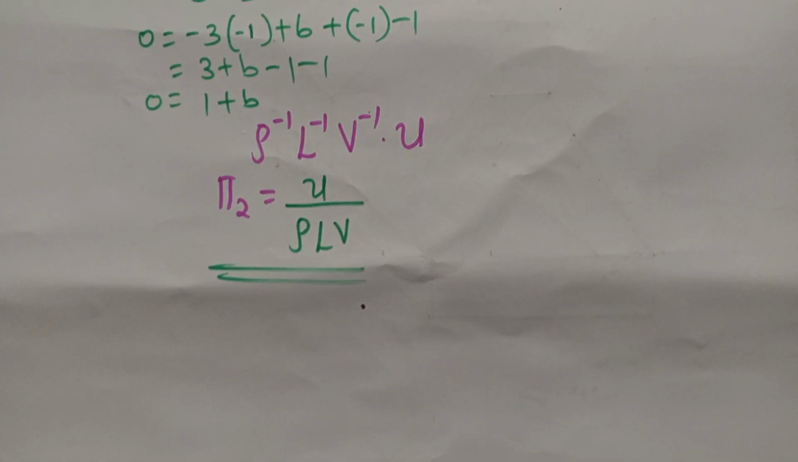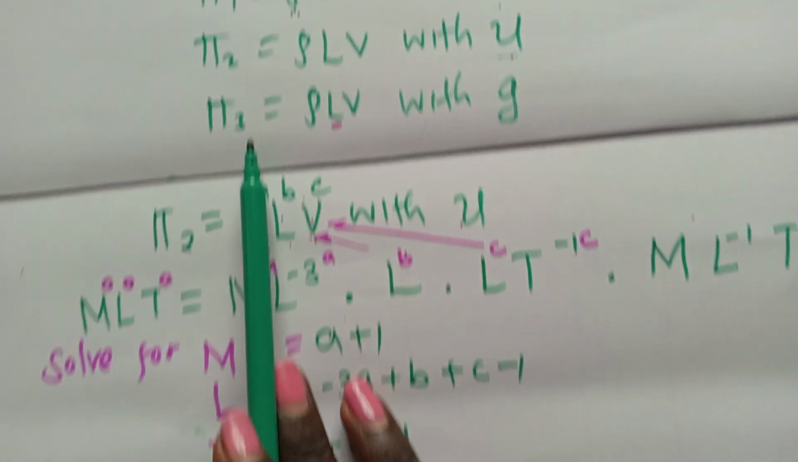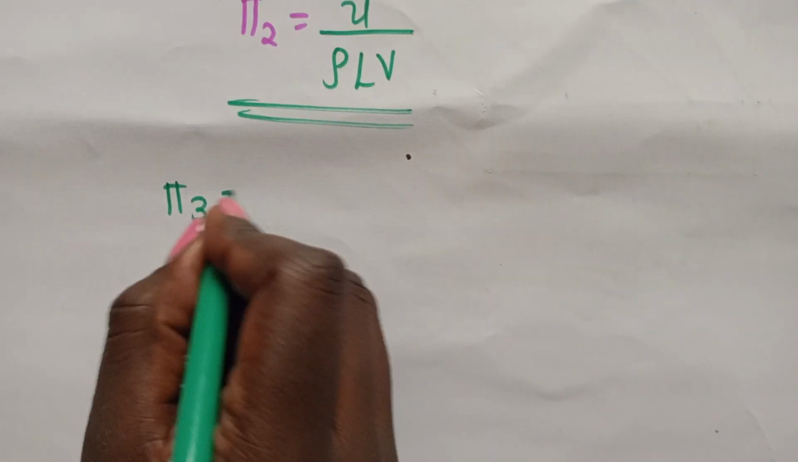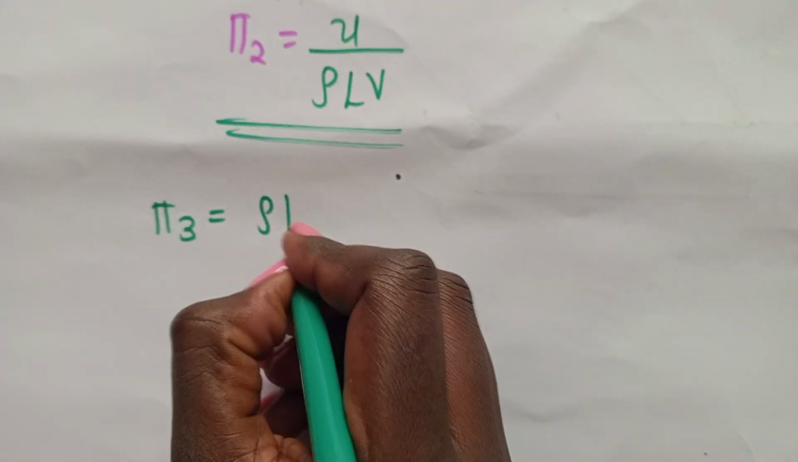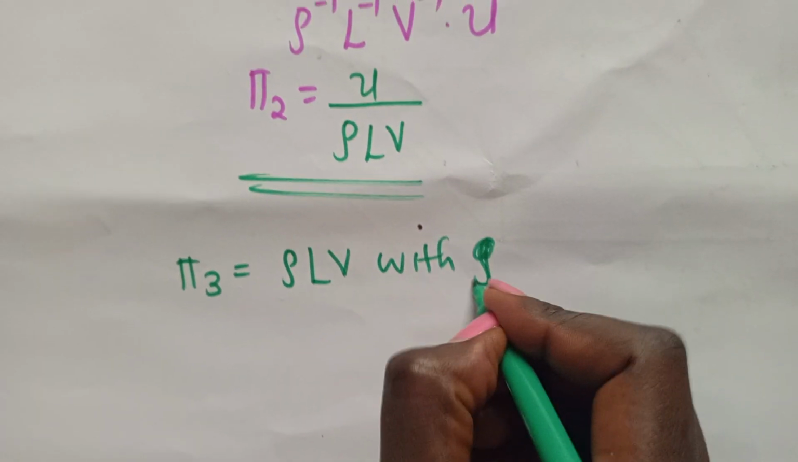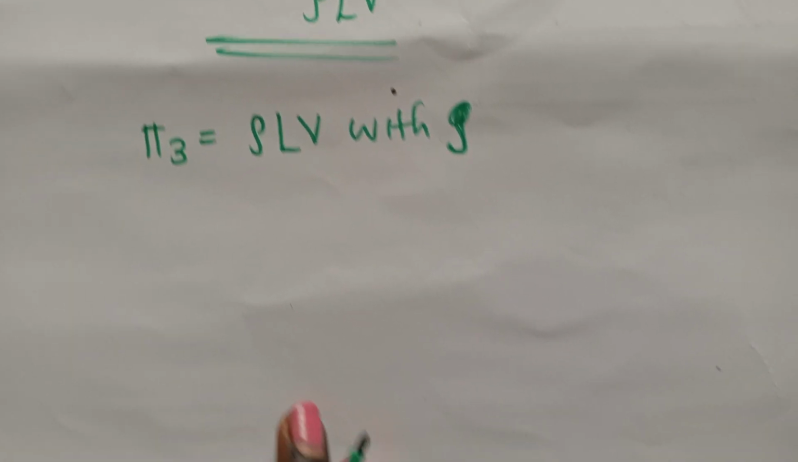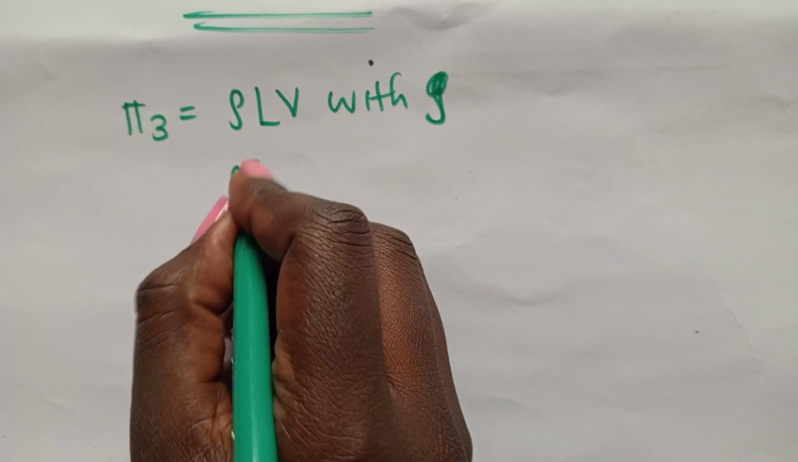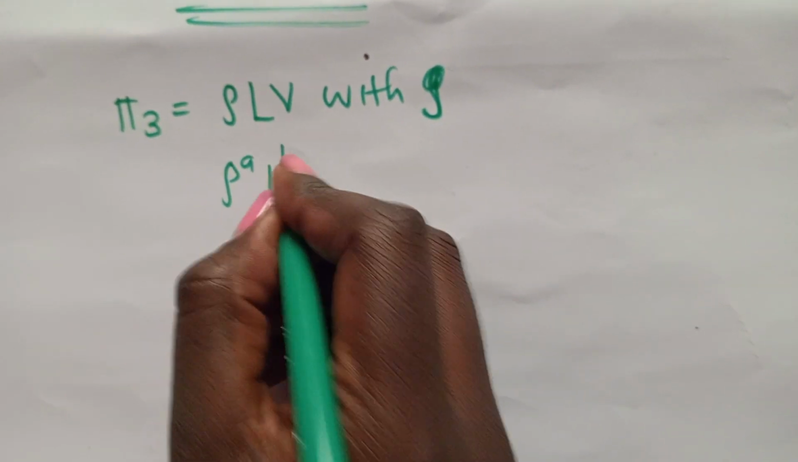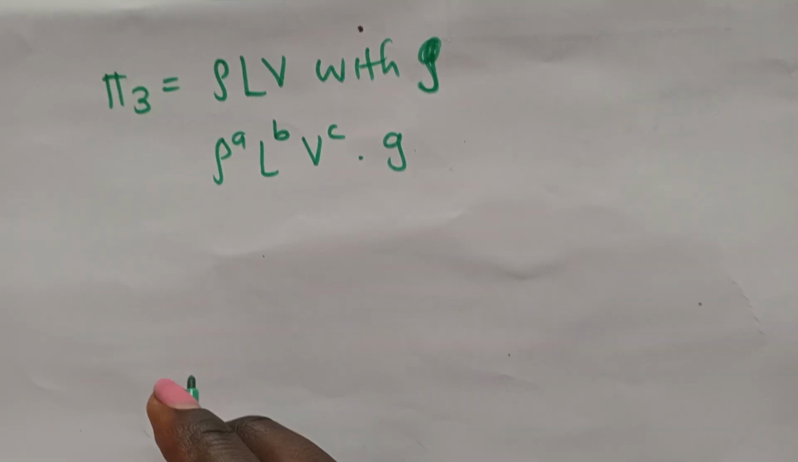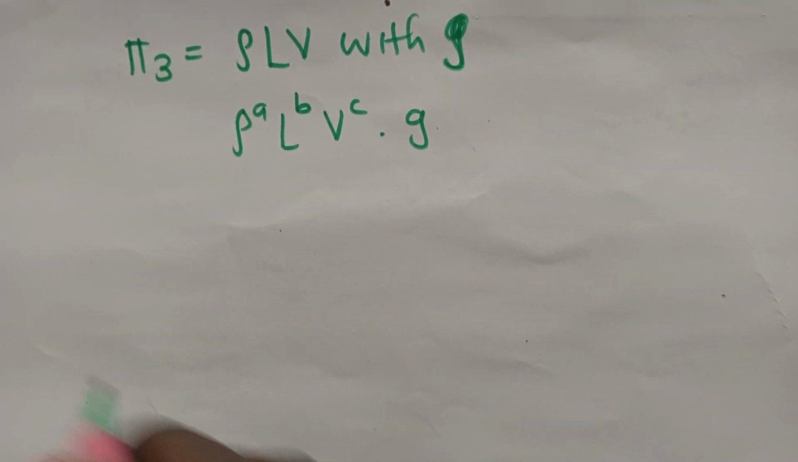So let's now go to our pi 3. Our pi 3 was rho L V with G, acceleration that is. So begin by putting the powers. So we have this as A, B, and C, our G. So bring in the dimensions.